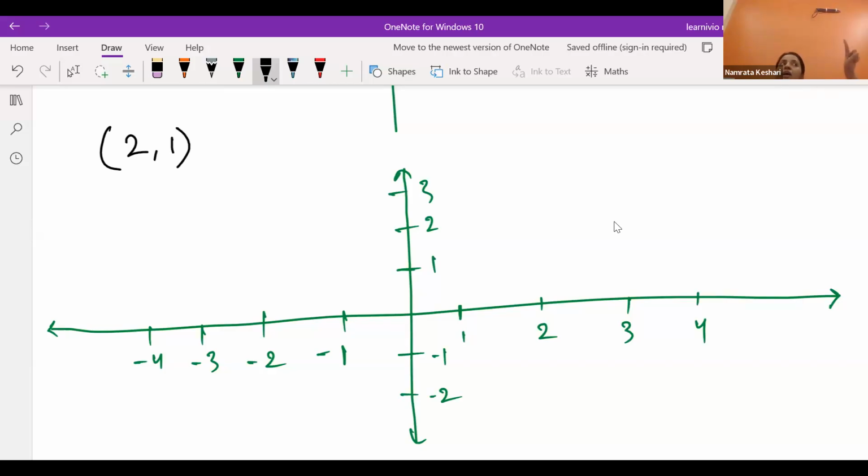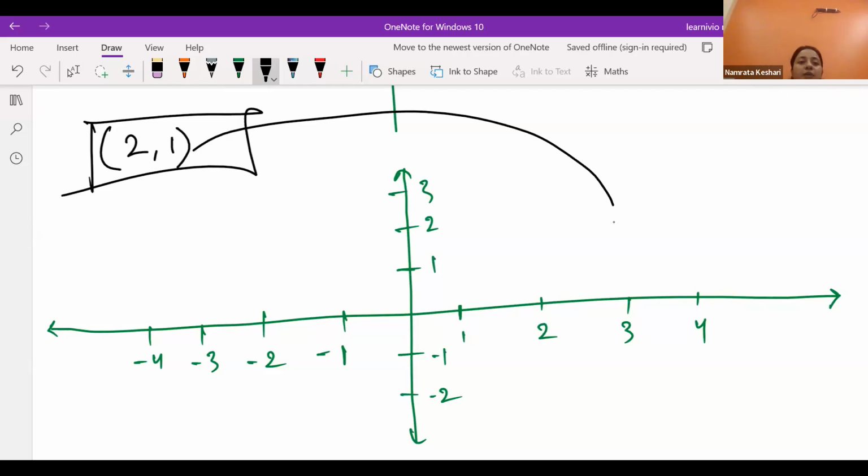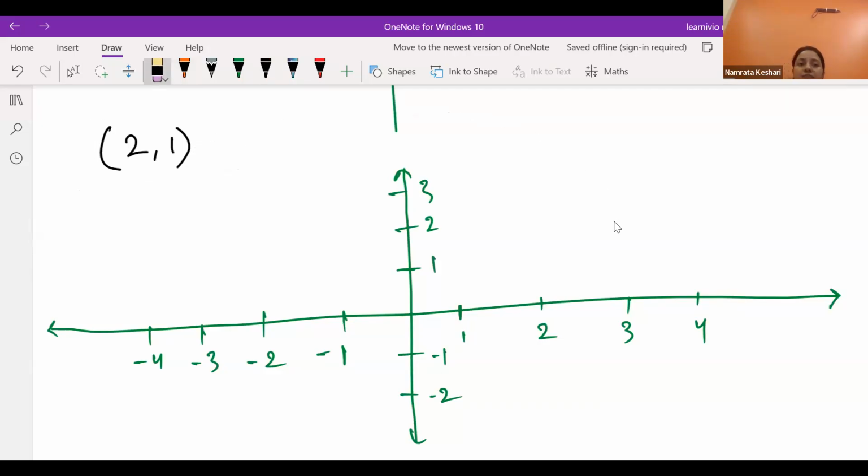Previously I was locating the point and you were telling me the address. Now I have given you the address and we have to be the postman now. We have to take the envelope and just place it at the right place. Okay, this envelope we have to take and drop at the right place. So this time our job is different. Let's understand what we will do.